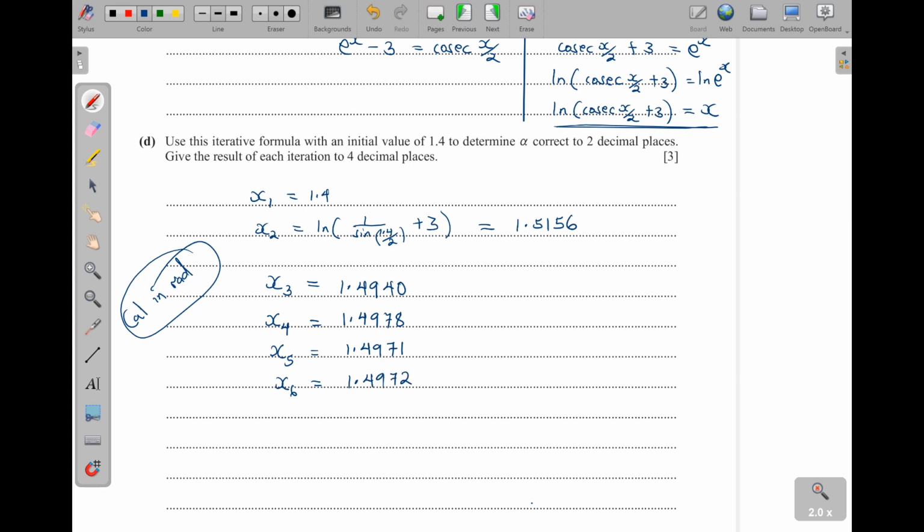When are you supposed to stop? What are you supposed to look at? You look at the values. We are supposed to round off our answer to 2 decimal places. When I round off this one to 2 decimal places, it gives me 1.49. But when I round this one off, it gives me 1.50. This one is 1.50, and this one is 1.50. So if 3 consecutive values give you the same answer rounded to the required degree of accuracy, that means you stop there.